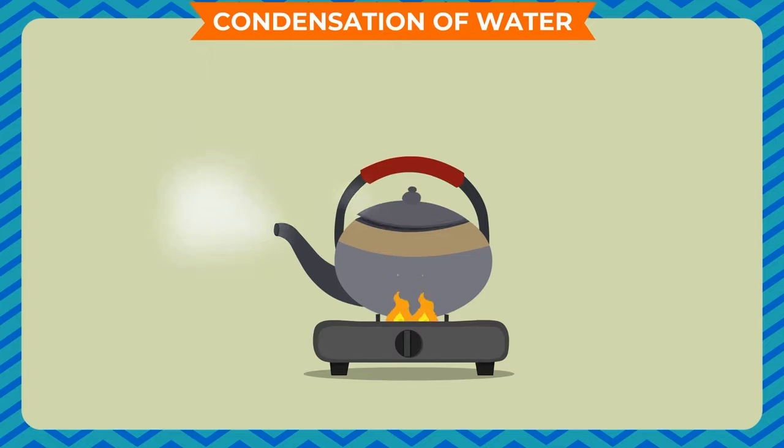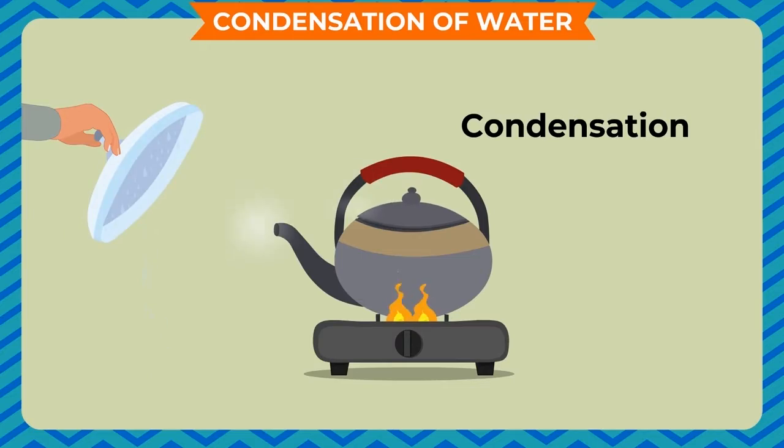When the water vapor starts coming out of the spout, ask your mother or any elder to hold a cool steel lid in front of the spout. When water vapor comes in contact with the cool lid, it again changes into water droplets. This change of water vapor into water is called condensation.